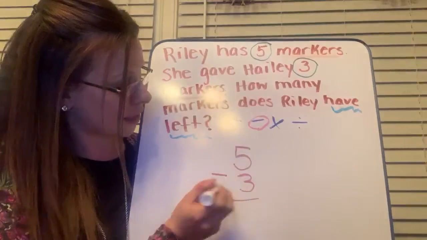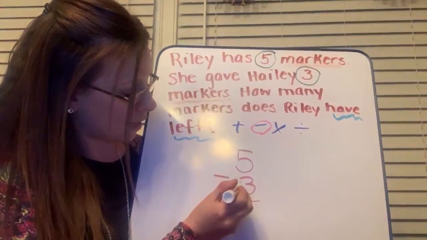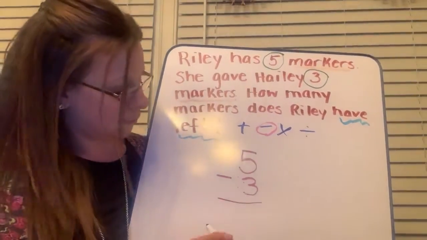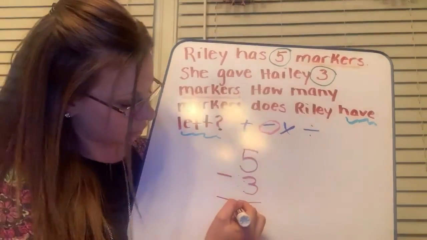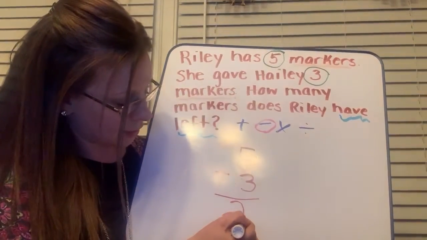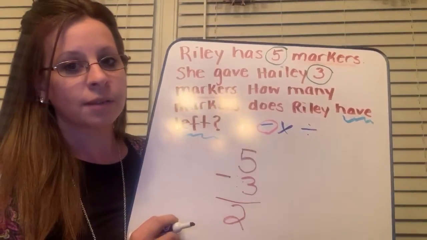So 5 minus 3, if we count backwards, is 5, 4, 3, 2. So remember, when we're subtracting, we're counting backwards. So we just determined that Riley will have 2 markers left.